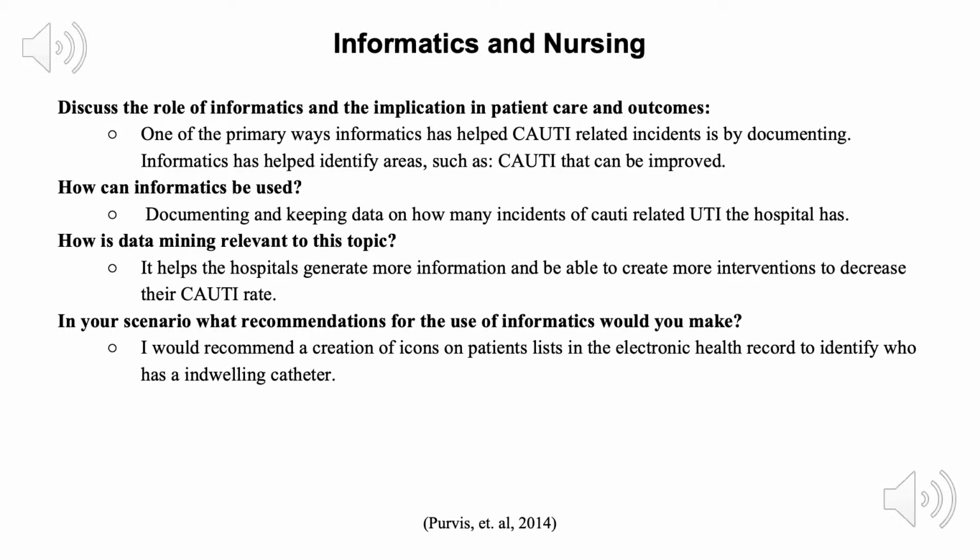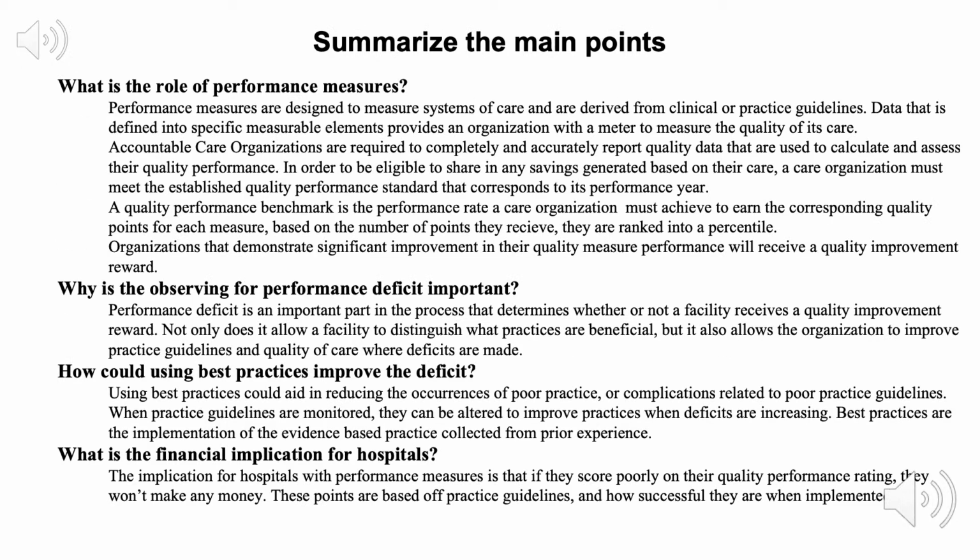The fourth and final question is, in your scenario, what recommendations for the use of informatics would you make? Personally, I would recommend maybe a creation of icons on patients' lists in the electronic health record to identify who has an indwelling catheter. I think that could definitely help the Cauti rates and the use for informatics.